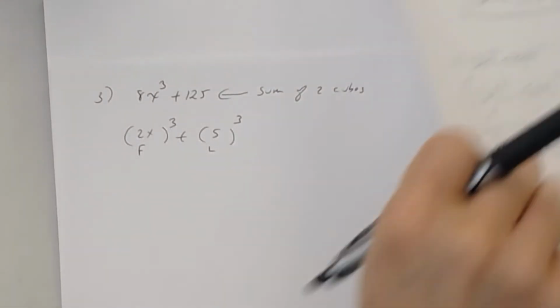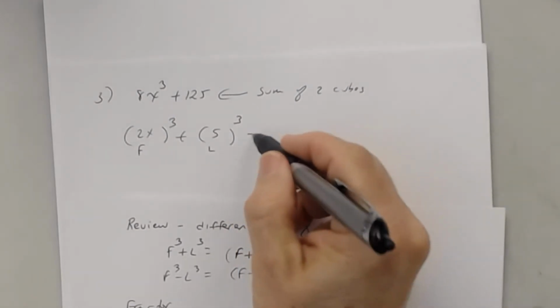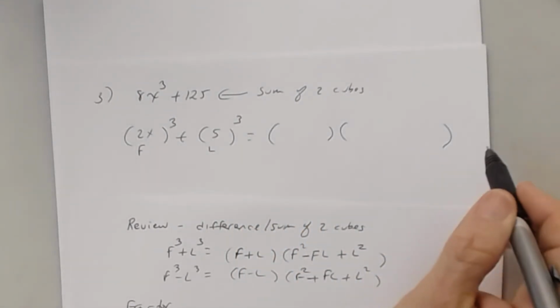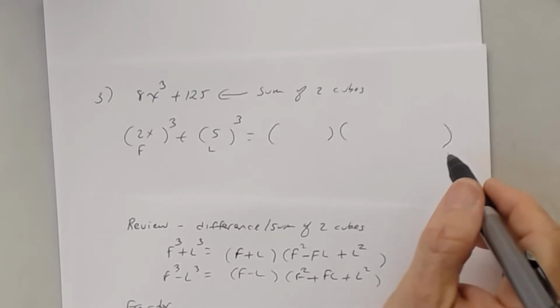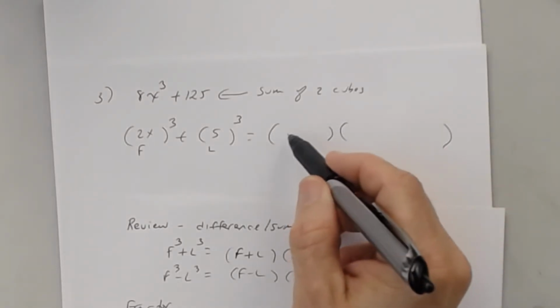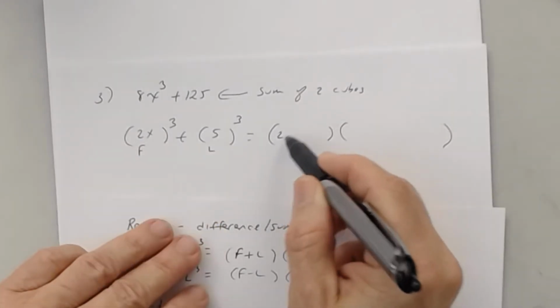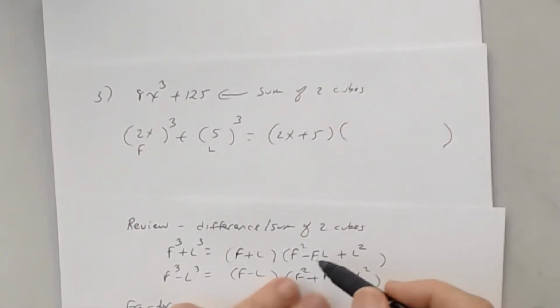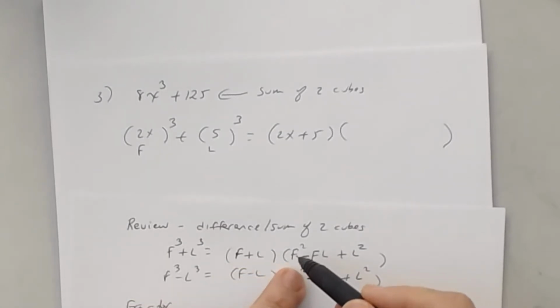So remember, to factor the sum of 2 cubes, it's a binomial times a trinomial. What's the binomial? The binomial is easy. What is it? 2x plus 5. Now the trinomial says you take F and you square it.